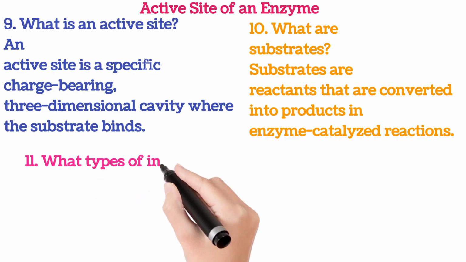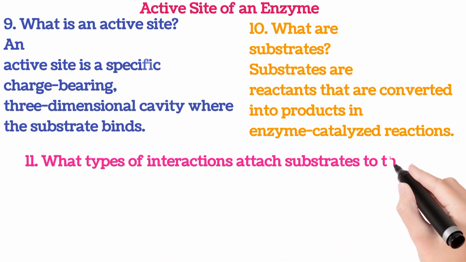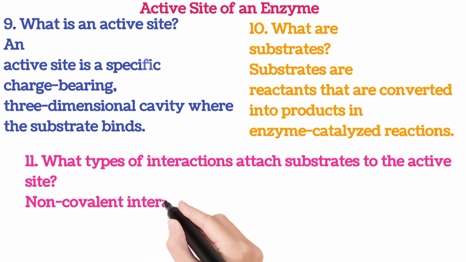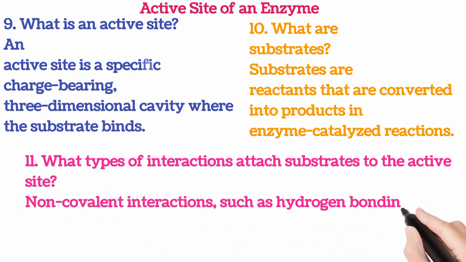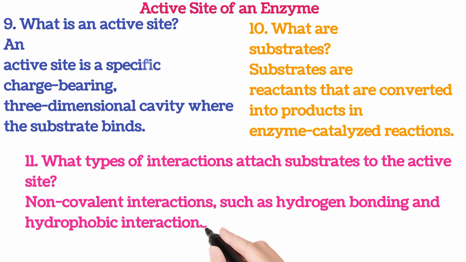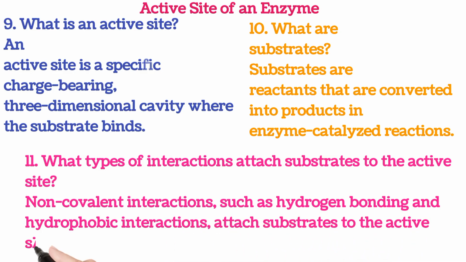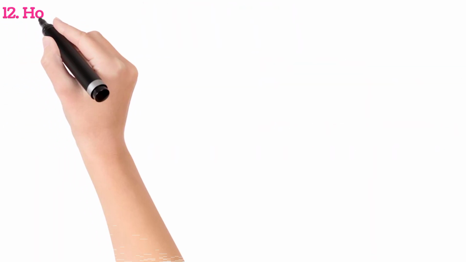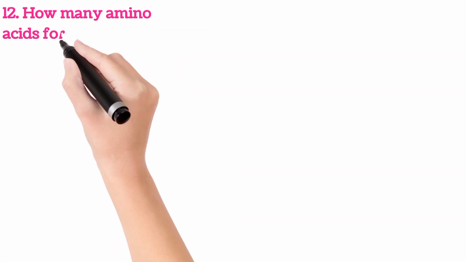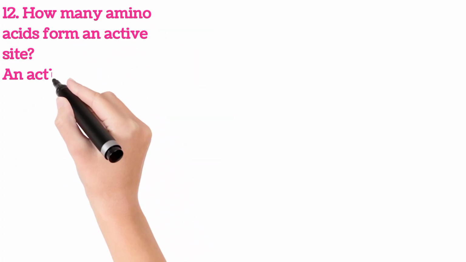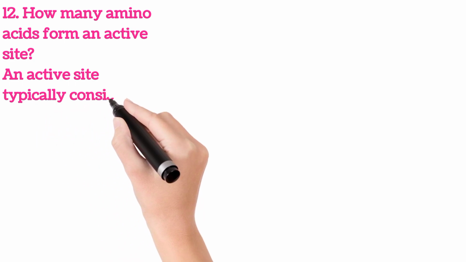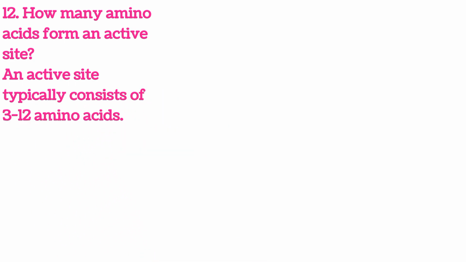11. What types of interactions attach substrates to the active site? Non-covalent interactions, such as hydrogen bonding and hydrophobic interactions, attach substrates to the active site. 12. How many amino acids form an active site? An active site typically consists of 3 to 12 amino acids.